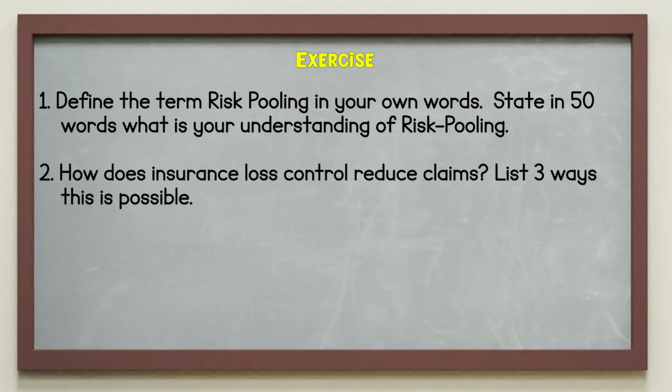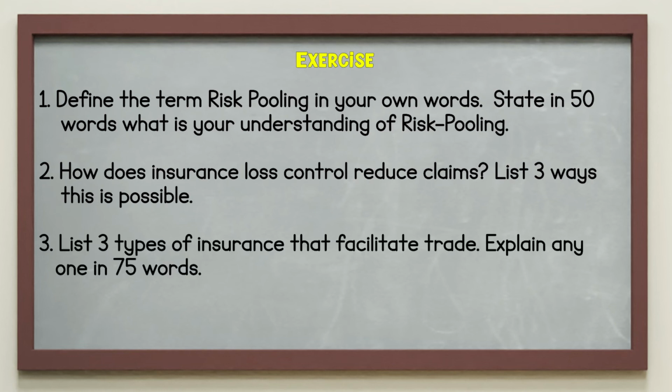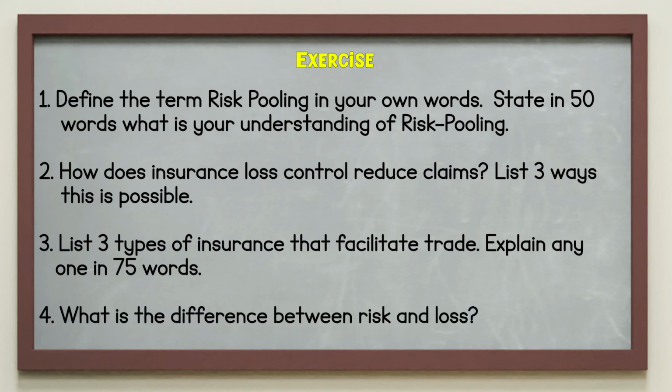Number 2. How does insurance loss control reduce claims? List 3 ways this is possible. Number 3. List 3 types of insurance that facilitate trade. Explain any one in 75 words. And number 4. What is the difference between risk and loss?